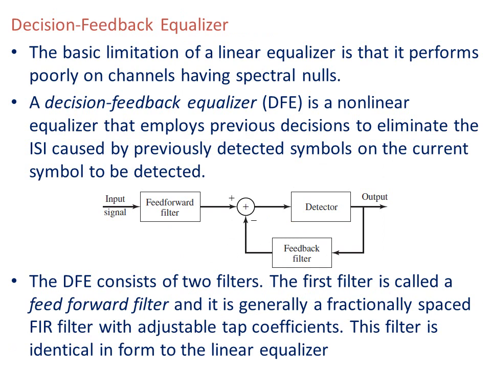The next topic is decision feedback equalizer. The linear filter equalizers described above, what we have studied till now, are very effective on channels such as wireline telephone channels, where the ISI, that is inter-symbol interference, is not severe. The severity of the ISI is directly related to the spectral characteristics and not necessarily to the time span of the ISI. The basic limitation of a linear equalizer is that it performs poorly on channels having spectral nulls.